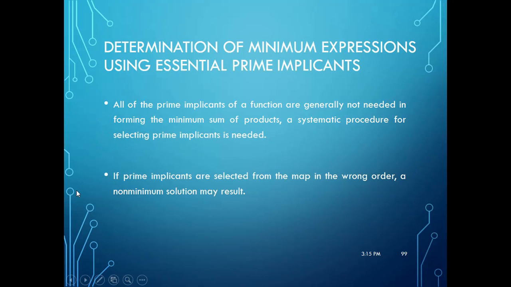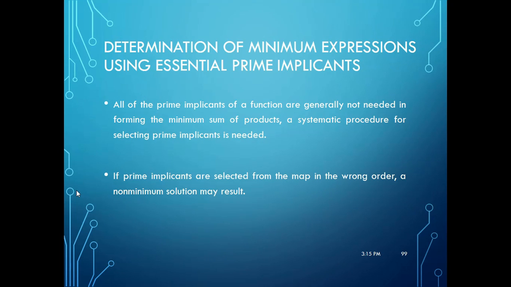We have seen a previous example which contained 6 prime implicants, out of which you have chosen 3 prime implicants to form a minimum solution. So all the prime implicants of a function generally need not be in the minimum sum of products. A systematic procedure for selecting the prime implicants is needed. If prime implicants are selected from the map in the wrong order, a non-minimum solution may result.